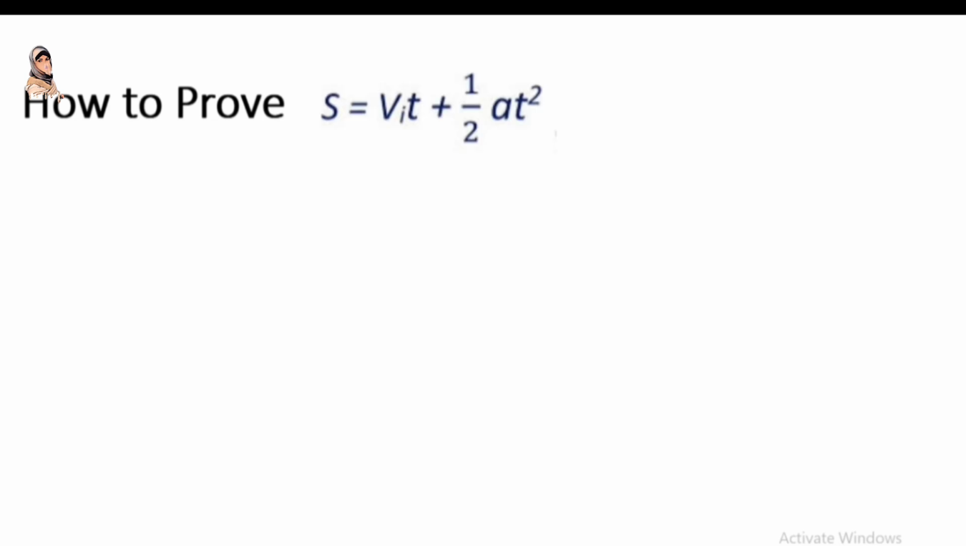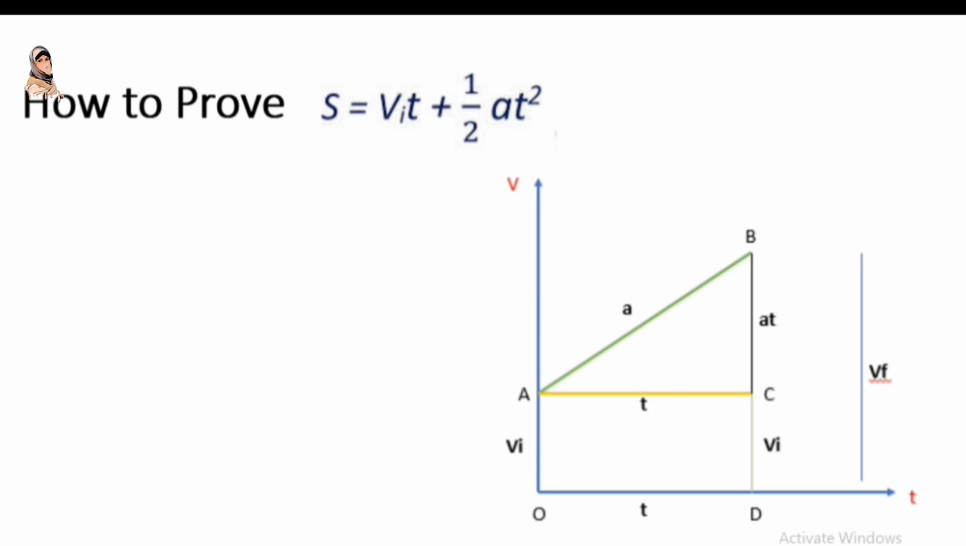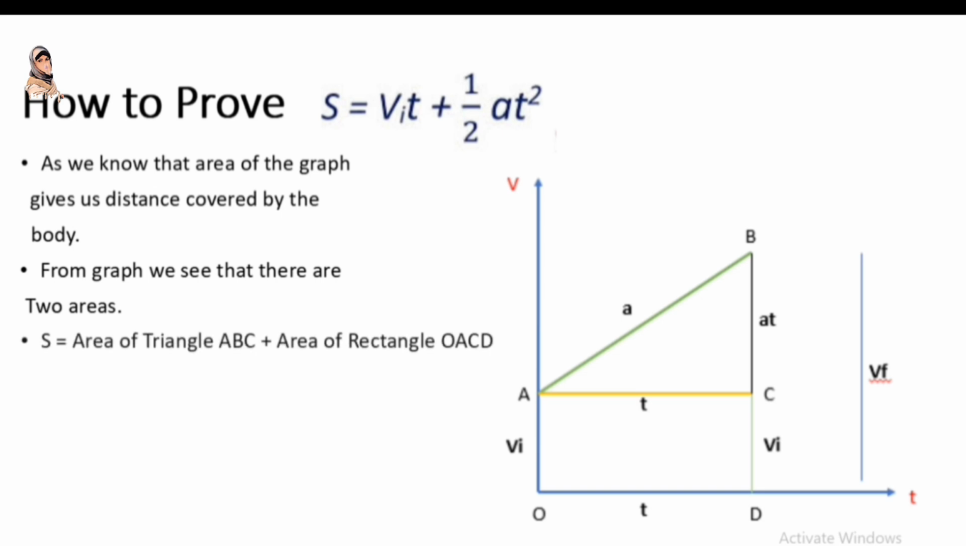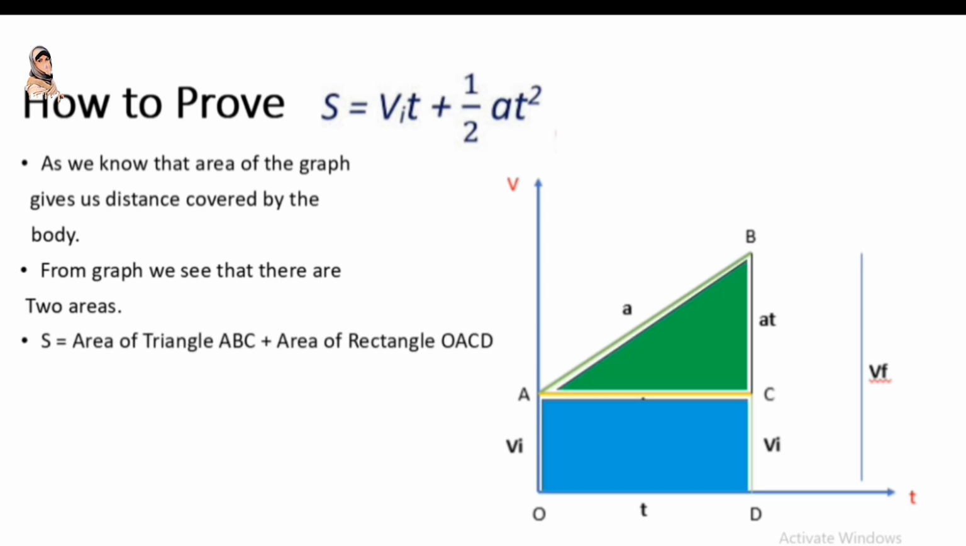To prove the second equation of motion, draw a speed time graph. If you want to know how to draw this graph, then the link is in the description. As we know, the area of the graph gives us the distance covered by the body. From the graph we see that there are two areas and the distance of the body is the sum of these two areas. So distance is equal to the area of triangle ABC plus the area of rectangle OACD.